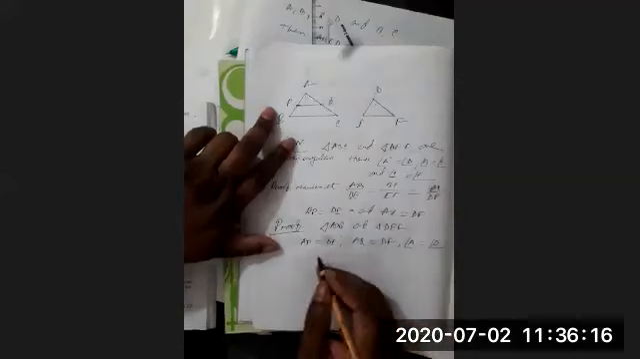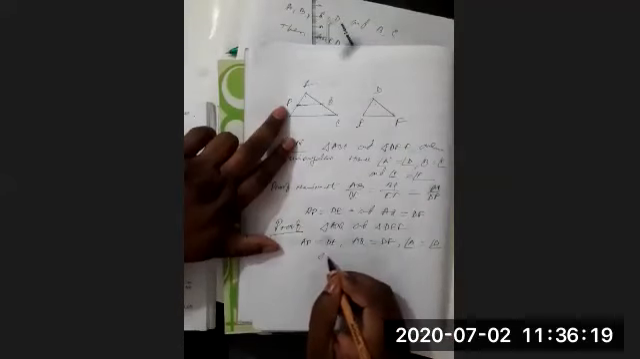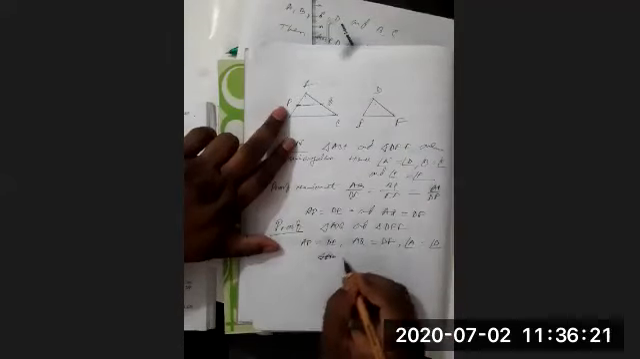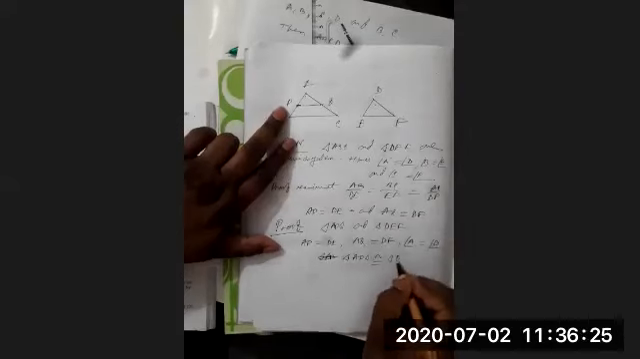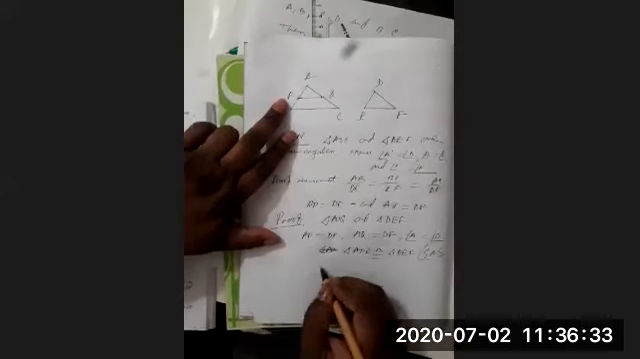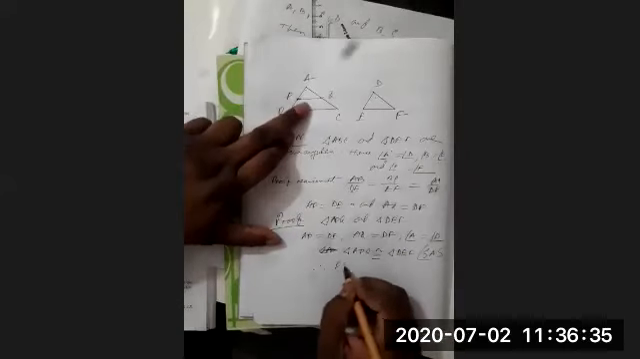Then these two triangles are congruent. Triangle APQ is congruent to triangle DEF by the side-angle-side theorem. We can say these two triangles are congruent. Hence, the third side PQ equals EF. We can write PQ side is equal to EF side.